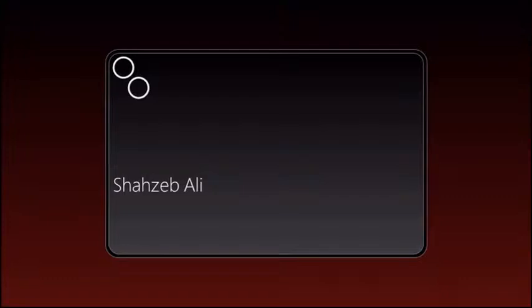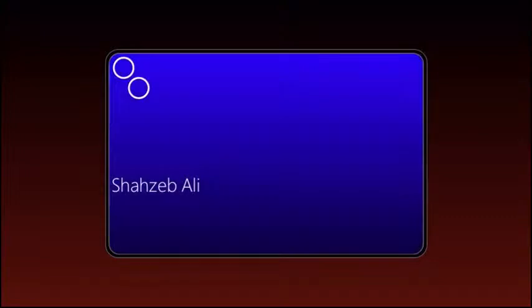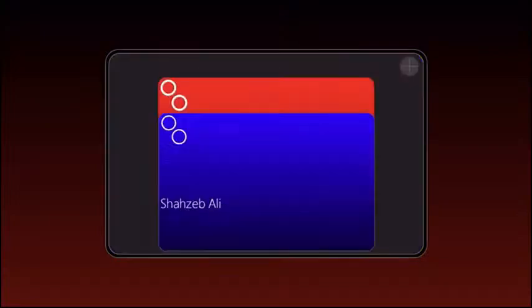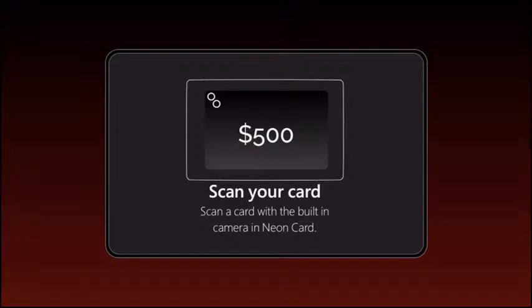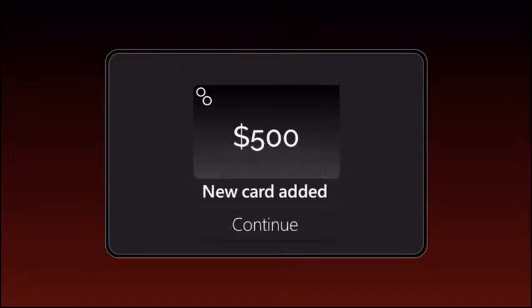So here we are. This is my Neon Card, and first off, you can change your card face, which is really cool. But if you swipe down or swipe up, you can easily get access to all of your cards. And if you tap on the plus button on the top right, you get to scan your card. A little pop-up. So in this case, we have a $500 Neon gift card. And when we scan it, there we go, new card added. And then you can easily continue, and it'll be added right to your Neon Card, which is really cool. So that was the demo for you.